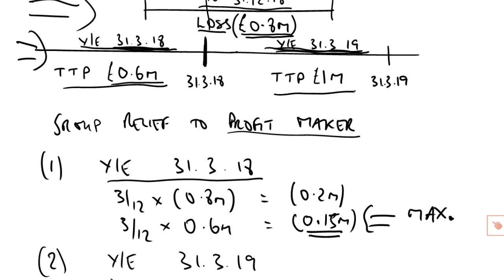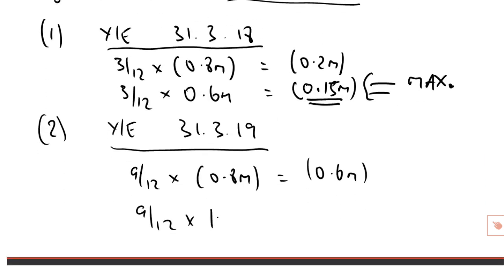And what was the profit of the year ended March 19? That was 1 million. So 9/12 of £1 million profit will be £0.75 million worth of profit. So this time, no problem in group relieving all of the available loss to surrender to the profit-making claimant company. The £600,000 of loss available to go against £750,000 of profit.